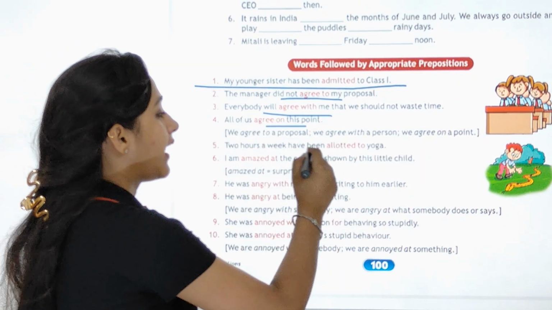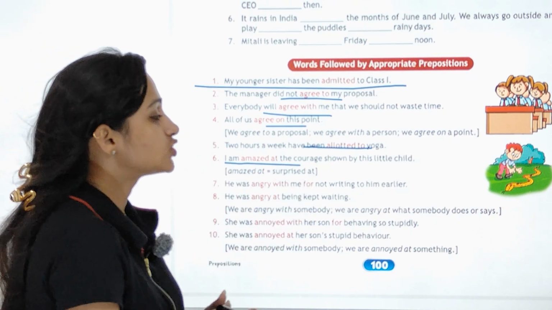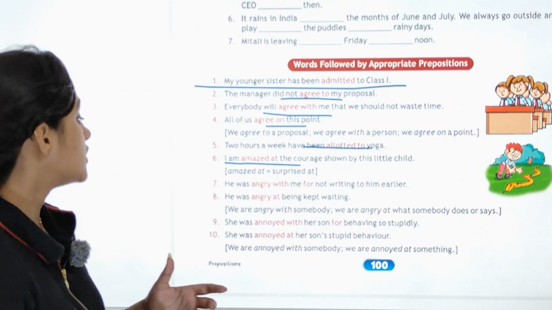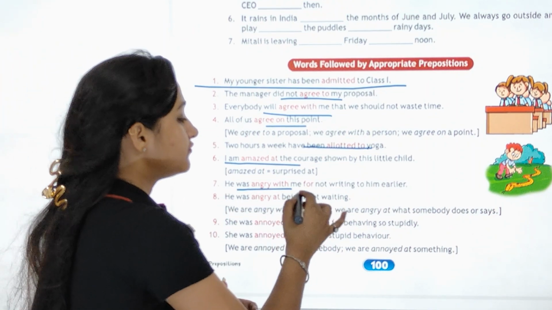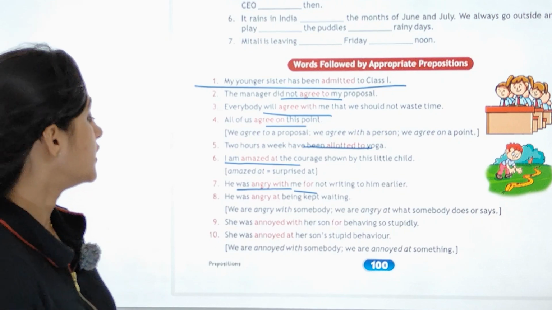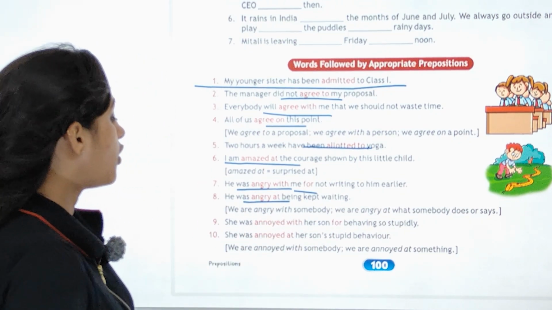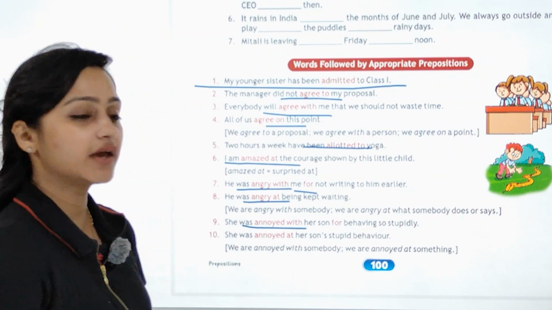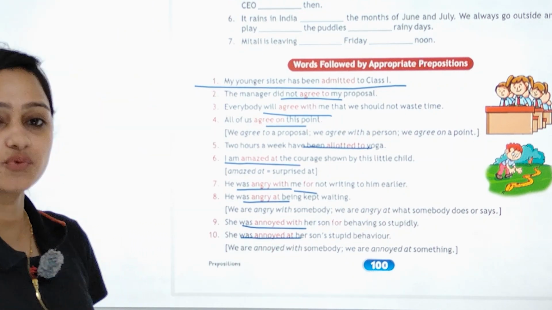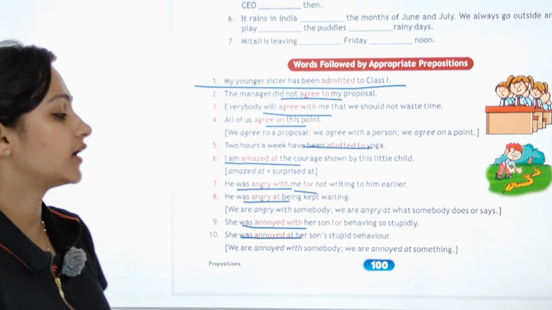So 2 hours a week have been allotted to yoga. I am amazed at the courage shown by his little child. Amazed means surprised. So he was angry with me for not writing to him earlier. He was angry at being kept waiting. She was annoyed with her son for behaving so stupidly. She was annoyed at her son's stupid behavior. We are annoyed with somebody, we are annoyed at something.